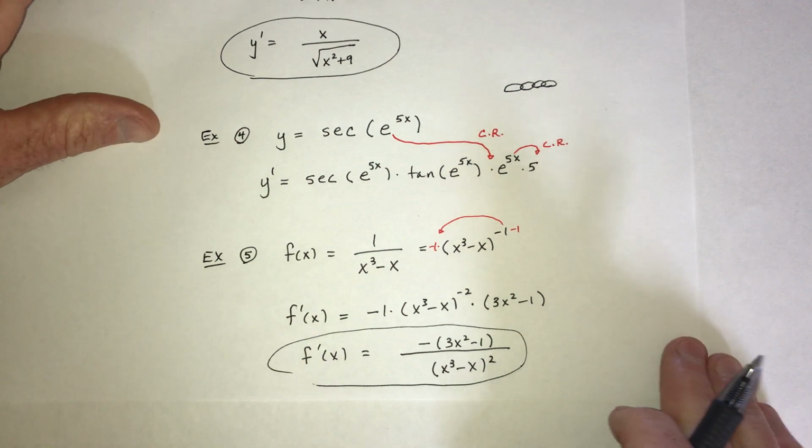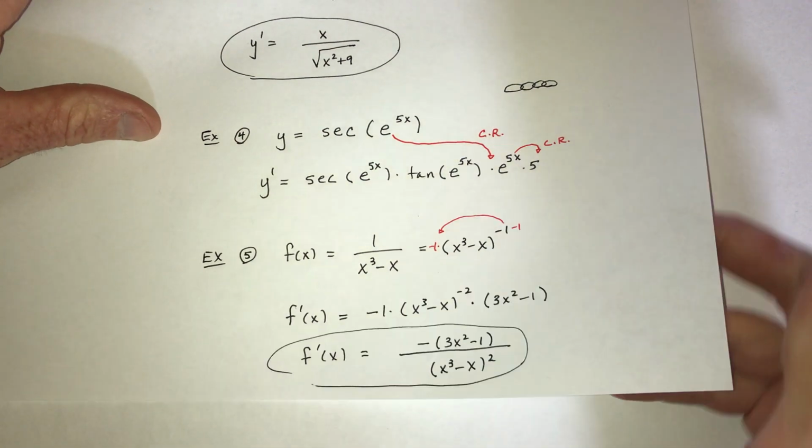So the chain rule is extremely important. We use it over and over and over again. And even in the next section with implicit differentiation, it's basically the chain rule, as long as you understand the chain rule very well.